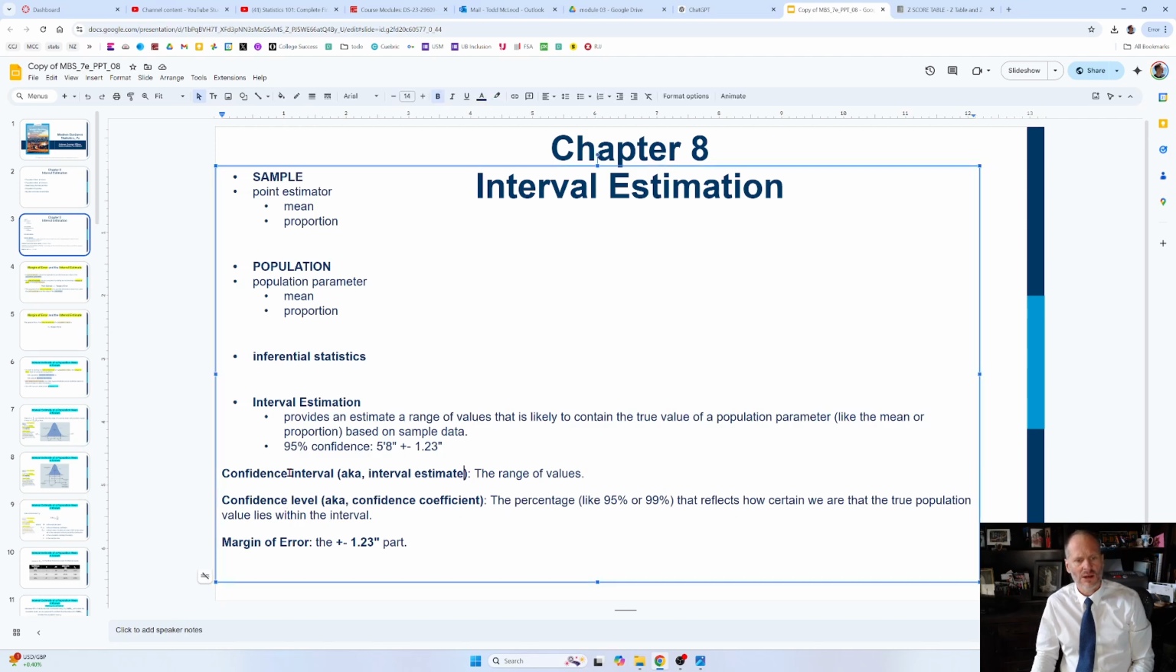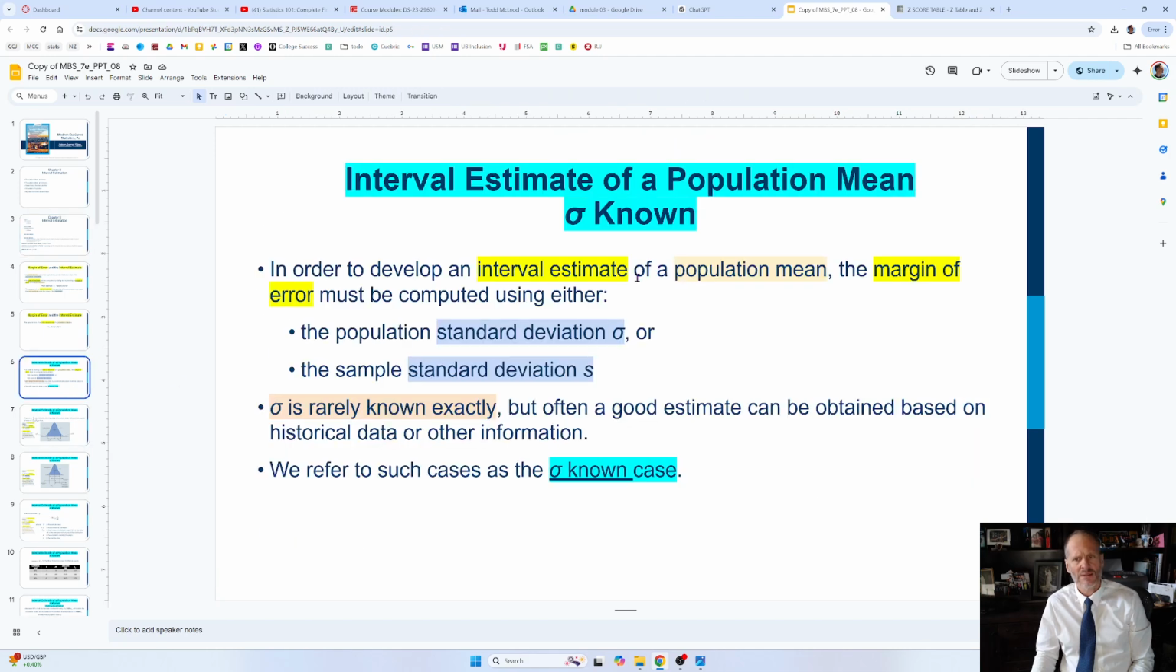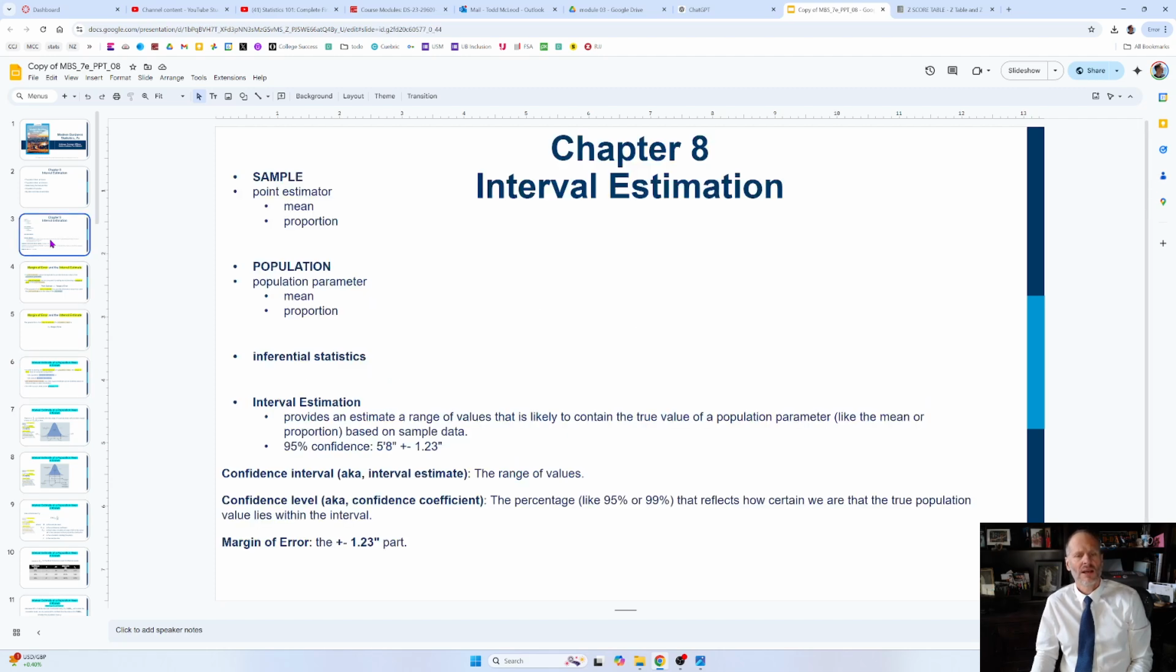So in order to develop an interval estimate, and again coming back to our definitions here, an interval estimate could also be called a confidence interval, and that's the range of values, like plus or minus 1.23 inches. And in order to develop an interval estimate of a population mean, and I highlight all this stuff just to make things stand out, the margin of error must be computed. And again, ask yourself, pause the video, what is the margin of error? The margin of error is the plus or minus 1.23.